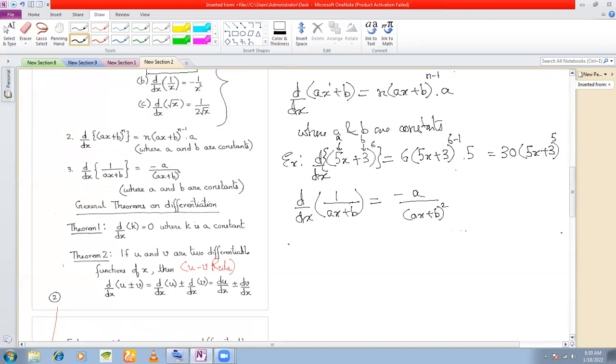So, if I want to differentiate d/dx of 1 by, let's say, 7x plus 4, how do I differentiate this? If you see here, a is 7, b is 4. So this is minus 7 divided by 7x plus 4 square. Okay, remember this. Any question till this part? Any question on differentiation?